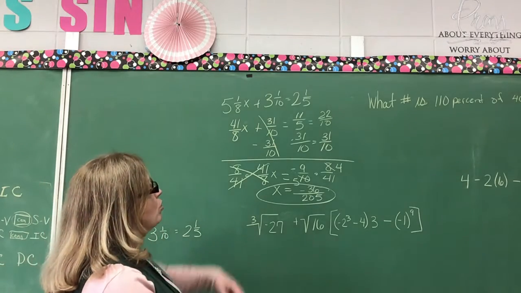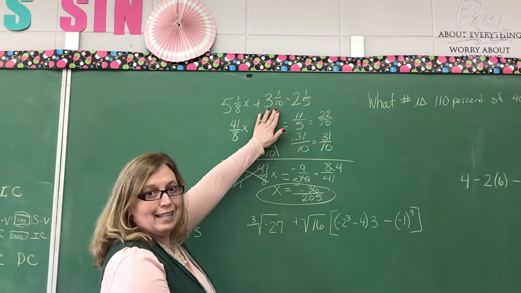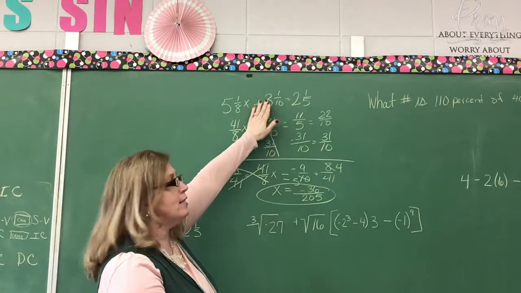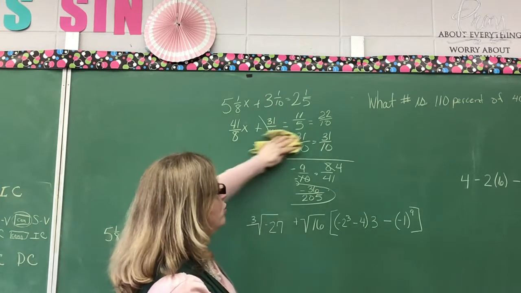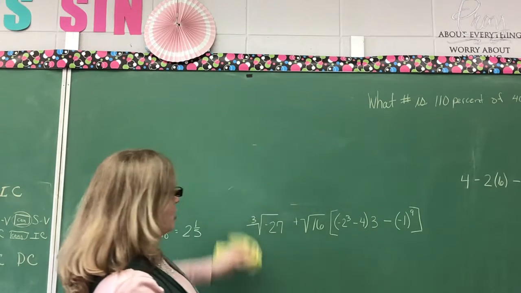Okay? Now, here's the big thing that I need you to remember. If it says to add this, you'll subtract it. If it says to subtract it, you add it. You do the opposite. Get rid of that constant. Change everything to improper fractions so that you're using a common denominator. Okay? Let's look at our next problem.